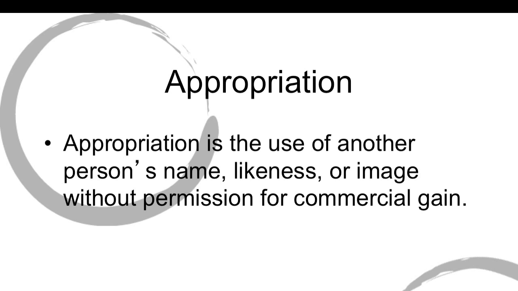Appropriation is the use of another person's name, likeness, or image without permission for commercial gain. That essentially means that you cannot take a photograph of Britney Spears and put it up on your website and gain advertising revenues from that without that person's permission. Now, there is something called fair use. So if there is a news story about Britney Spears, you can, in fact, use a likeness of her.